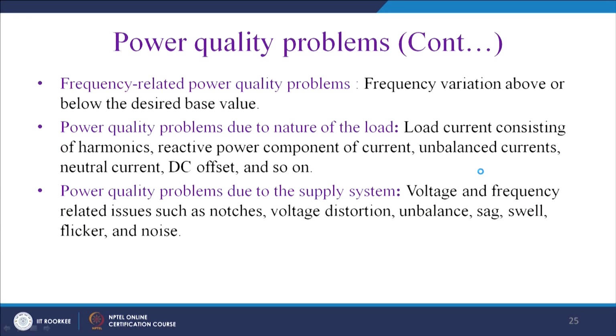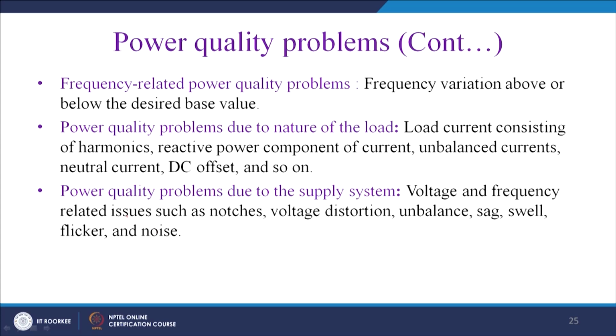Now, for frequency related problems, the power quality problem is frequency variation above or below the desired base value, you have a shifting. And there are power quality problems due to the nature of the load, that is, if it is a nonlinear load, this problem arises: load current consisting of harmonics and the reactive component of current, unbalanced current, neutral current, DC offset and so on. And power quality problems due to the supply system are voltage and frequency related issues such as notches, voltage distortion, unbalance, sags, swells, flickers and noise, all those things we have discussed.